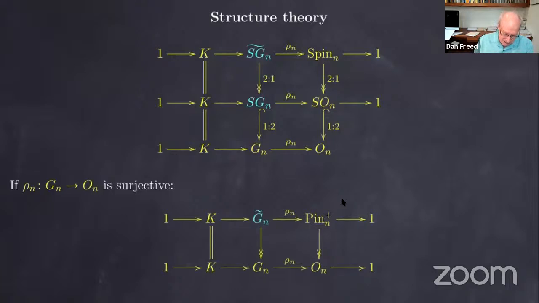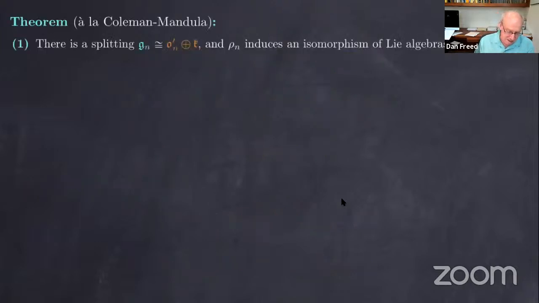Well, this is just seeing the identity component. And if we have elements here that map to the orientation reversing ones, those are theories that ultimately have time reversal symmetry, then we want to do this pullback. We're pulling back to one of the pin groups, and I chose Pin plus. And so we define this group by that pullback. All right, so here are the theorems then, as I say, a la Coleman-Mandula.